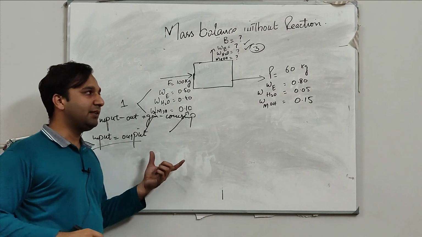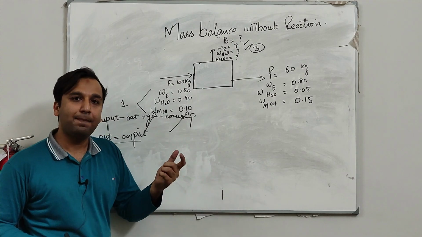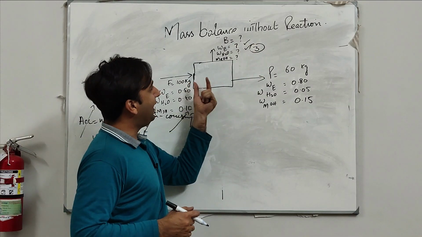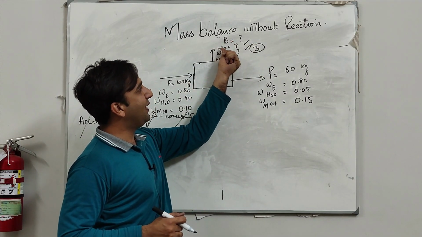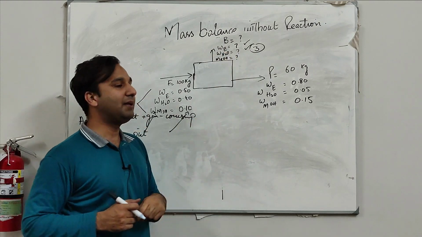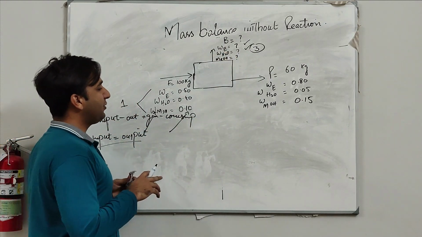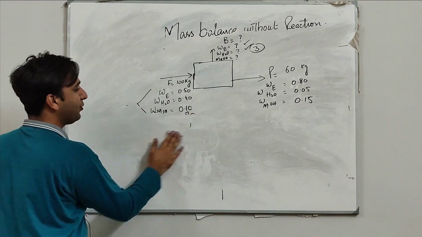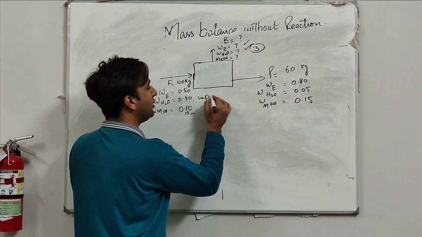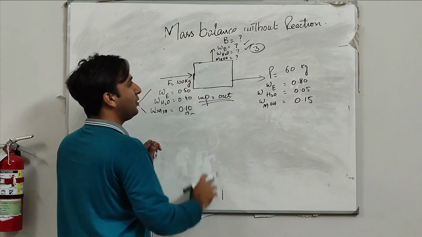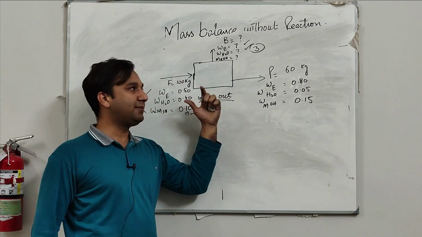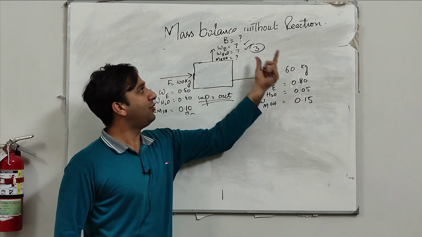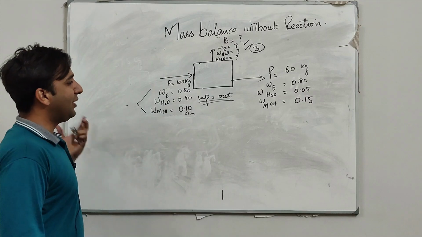What type of balances will we use? We will use overall mass balance and component mass balance for solving. Overall mass balance for finding this P, and the component mass balance for finding the weight fractions of ethanol, water, and methanol. So let's start. Our general mass balance equation has been reduced to input is equal to output. We can apply overall mass balance because we know this flow, and only one flow is unknown.